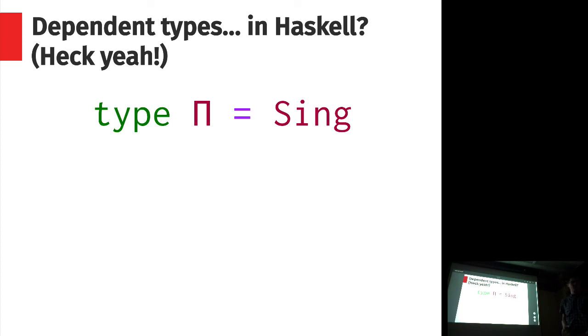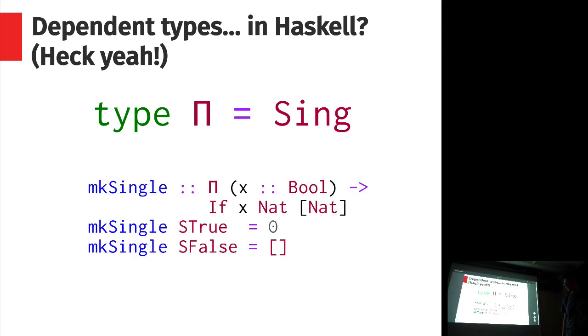So if the name Sing weirds you out, here's another way to think of it. A Sing is basically a pi type. And in fact, you can literally define Pi to be Sing in Haskell, and it all works out. So if it makes you sleep better at night, just think of Sing as a dependent quantifier, and don't think about it too hard.